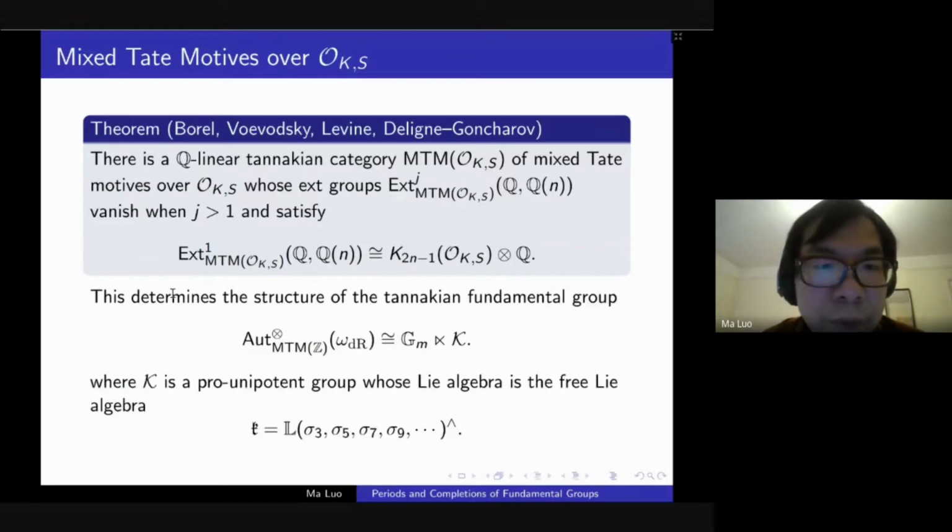So now we have this Tannakian category. You have a group, which is the Tannakian fundamental group. I only do this for mixed Tate motifs over Z. So it has a reductive part, it's just G_m, the multiplicative group, a semi-direct product with a pro-unipotent group, whose Lie algebra is the free Lie algebra generated by these symbols.